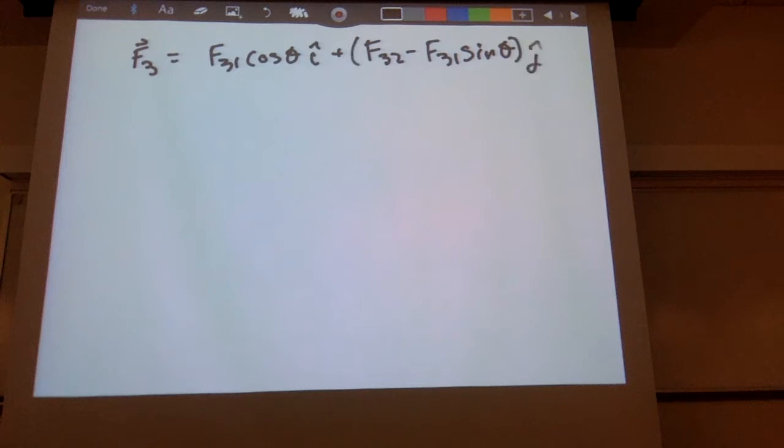So this is F3, then is equal to, so now I'm going to combine components together. So it's going to be F31 cosine of theta in the i hat plus F32 minus F31 sine of the angle j hat. So just combining the components together.